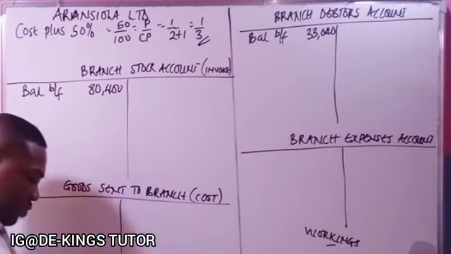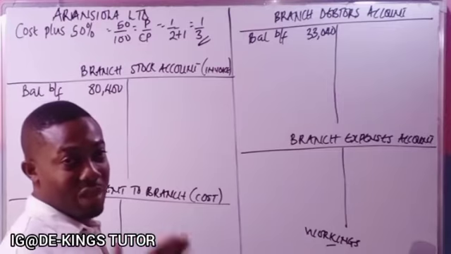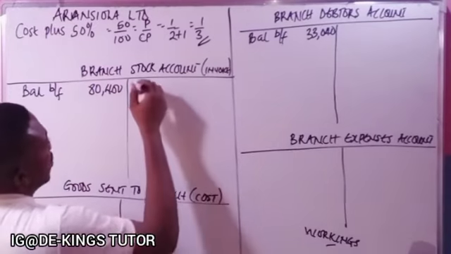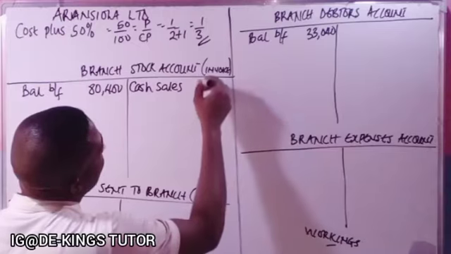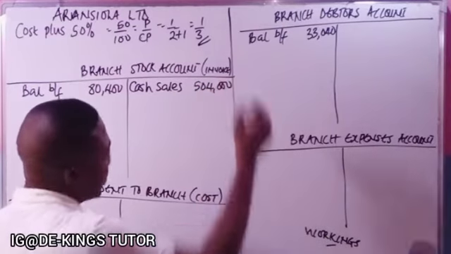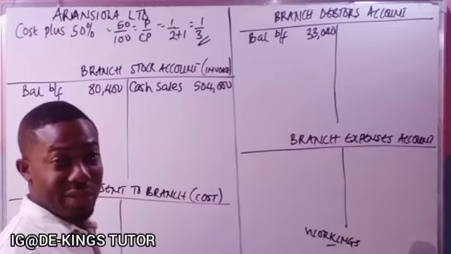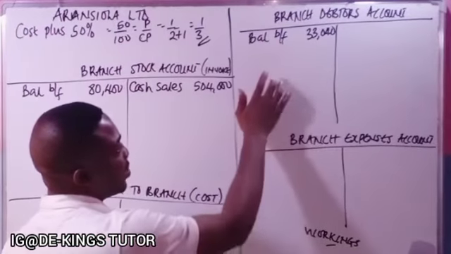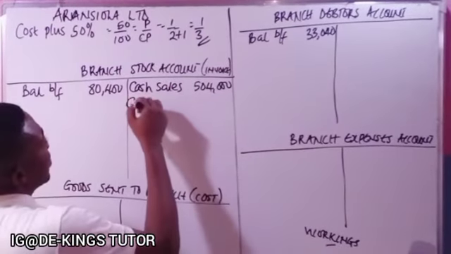So the next one, they said during the year ended 31st December, the following transactions took place: cash sales. For cash sales, the double entry is you debit the cash book and you credit the branch stock account. So we have cash sales, which amount to 504,000 naira. The next one, credit sales. The double entry for credit sales is you credit the branch stock account and you debit the branch debtors, since it's on credit. So we have credit sales.